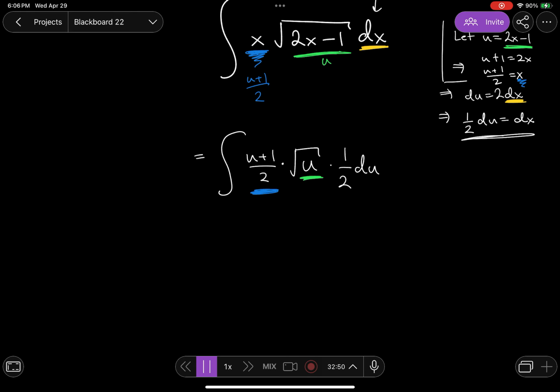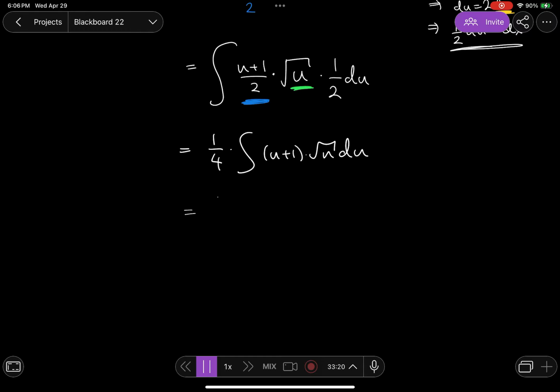Notice that the only variable that showed up with this original integral was x. You want to make sure that when you write the next substitution, the only variable that shows up is u, or whatever you chose your substitution to be. Like I said, this could be whatever the heck you want. It doesn't have to be u. Now using integration rules, that is the same thing as 1/4 times the integral of u plus 1 times the square root of u du.